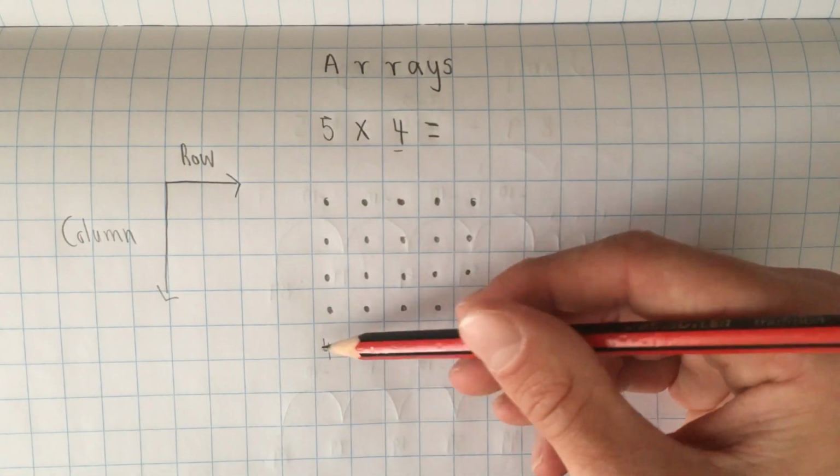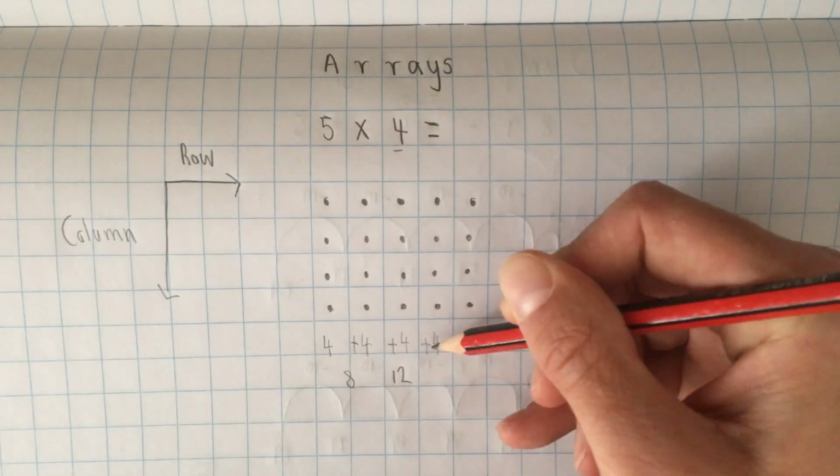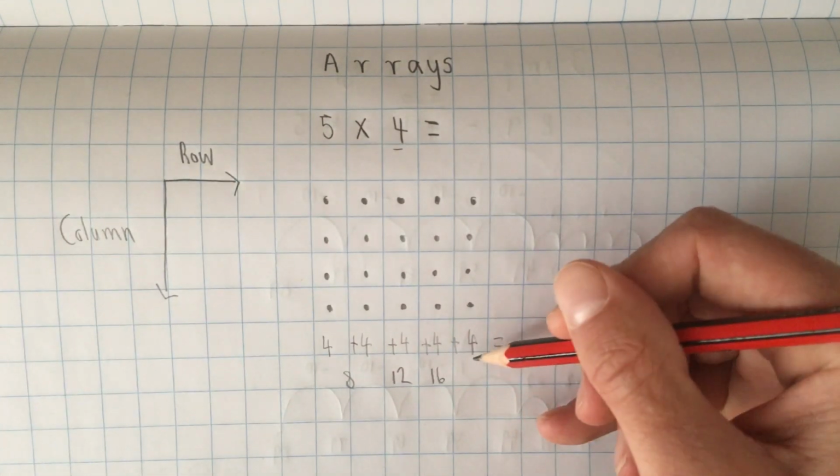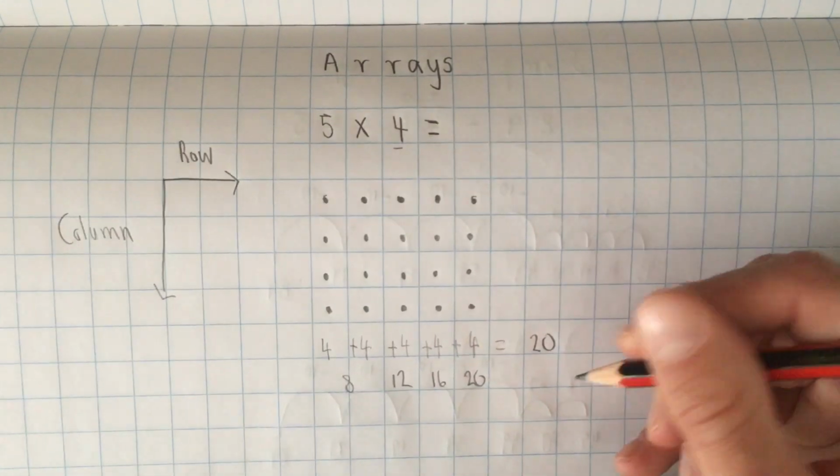But I don't. So 4 plus 4 is 8. Plus another 4 gives me 12. Plus another 4 gives me 16. Plus another 4 gives me 20. So that's how I could do it.